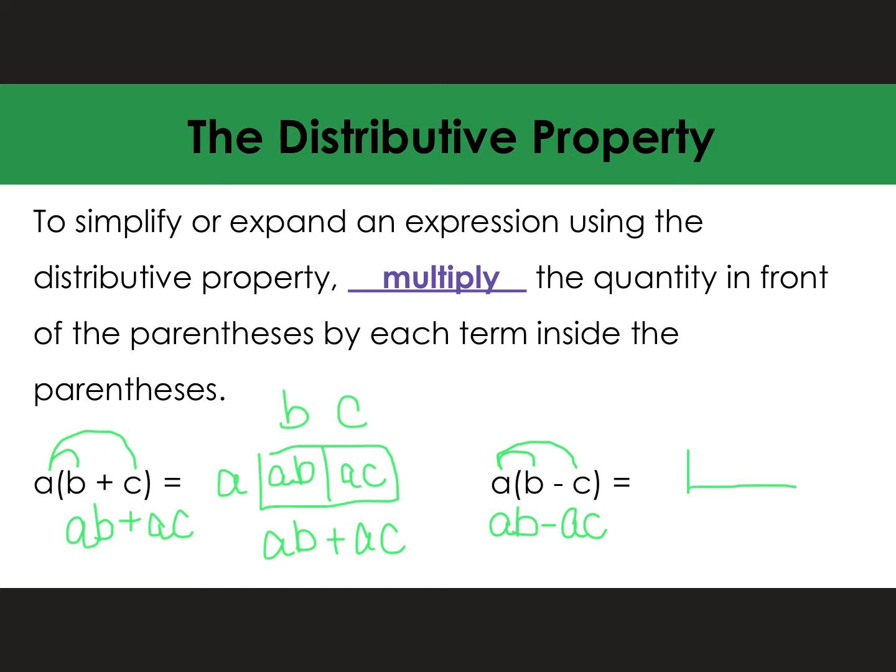And we can also use the box method here. So we would have A out front, B on the top, and the minus sign goes with this C. So we have AB, A times B, and then negative AC because the C is negative. So I can just bring that down: AB minus AC.